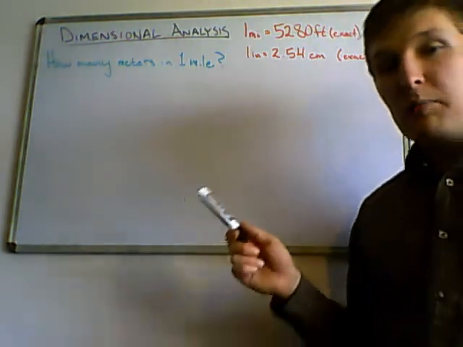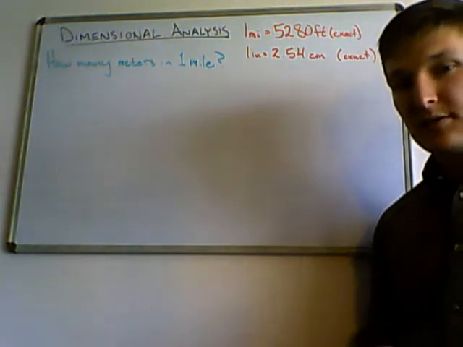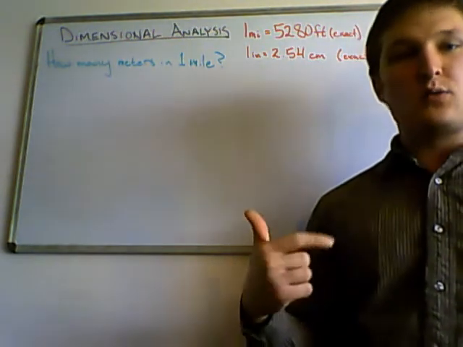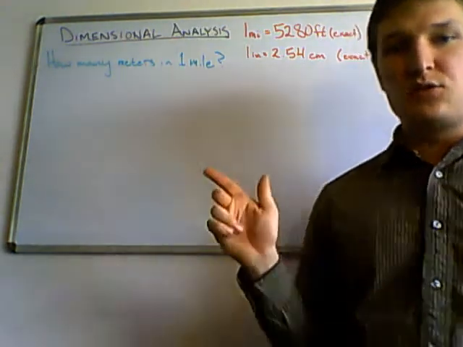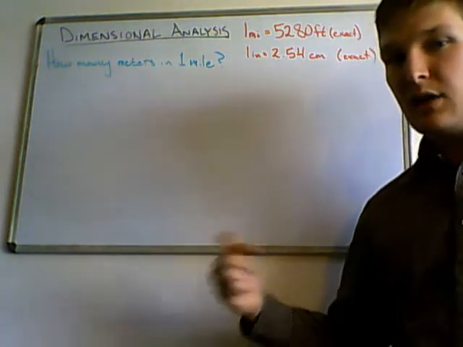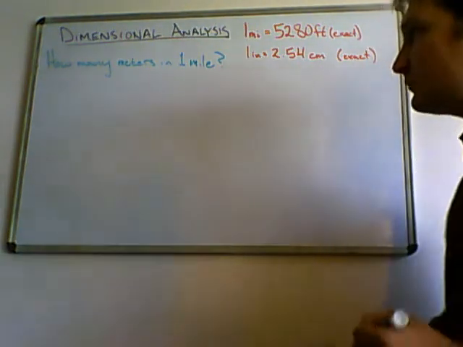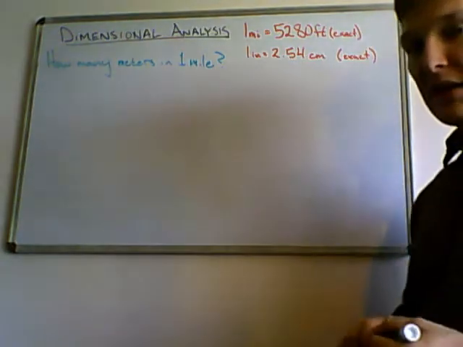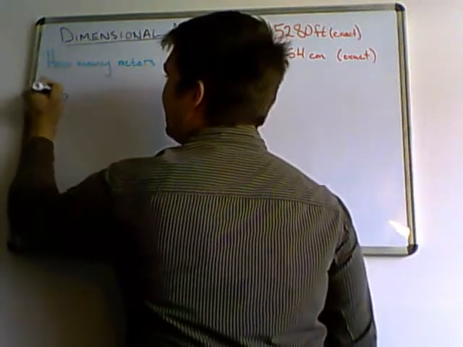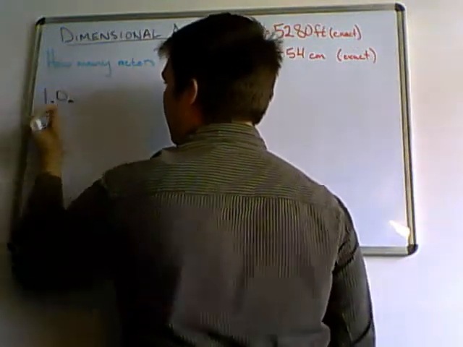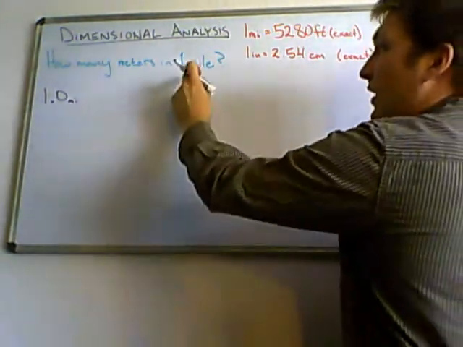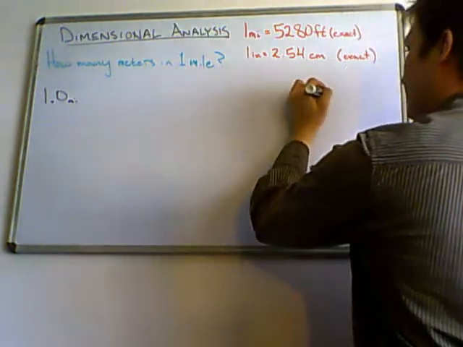How many meters are in 1 mile? So when I do dimensional analysis, the first thing I do is figure out what do I have and what do I want to convert to. So in this one, how many meters in 1 mile? Well, we're trying to find out meters, and we know 1 mile. So I'm going to take what we know and put it on the very left side. That's 1 mile. So I'm going to say 1.0 miles, and we'll get into why in a minute. And so I have miles, and I want to go to meters.